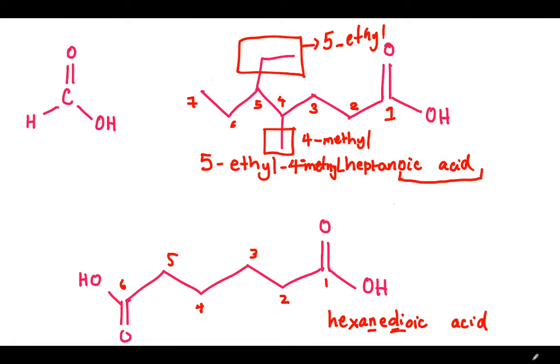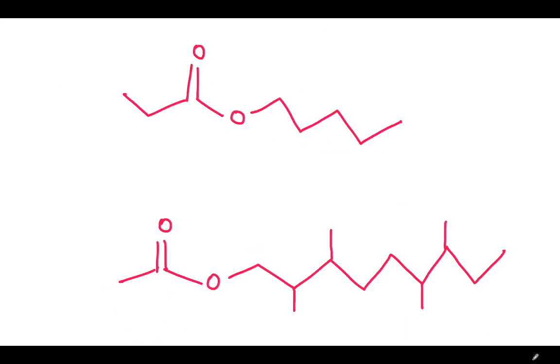Again, I don't have to specify the number because if I have 2 carboxylic acids, that means they're going to be on either end of the molecule, right? And I can't have more than 2 in one molecule, at least not that we're going to see in this course. Okay, we're going to go ahead and name some of our esters here.